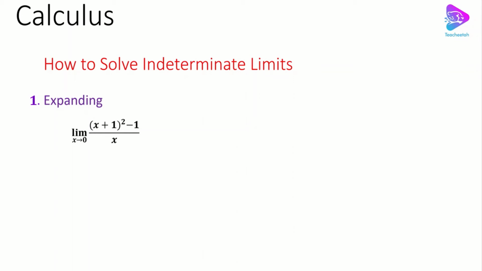The first approach that I'm going to focus on is expanding. Assume that we have an example like the limit of (x plus 1) squared minus 1 over x, as x is approaching 0. So let's start. As we discussed before, the first step for solving any limit is to plug in the value that we are approaching, and we do the same thing in here. So we just plug in 0, so it's going to be (0 plus 1) squared minus 1 over 0, and that will generate 0 over 0.